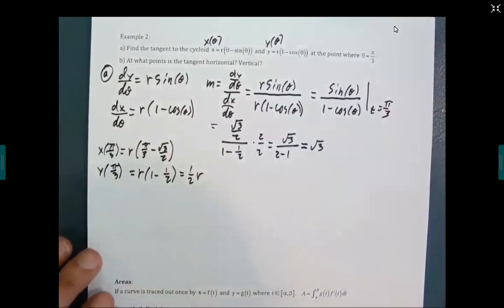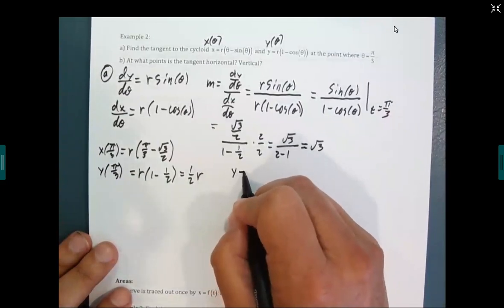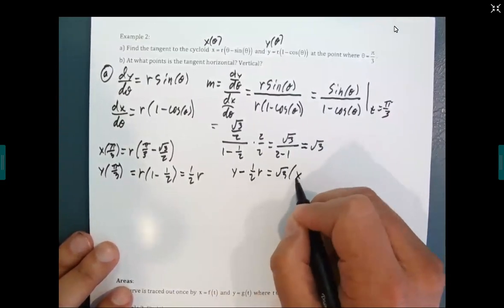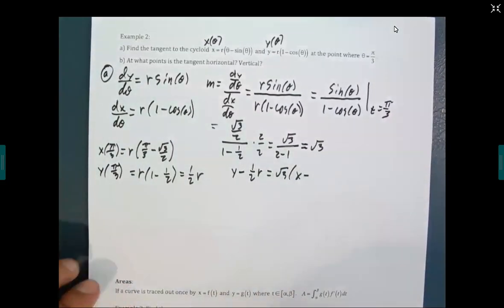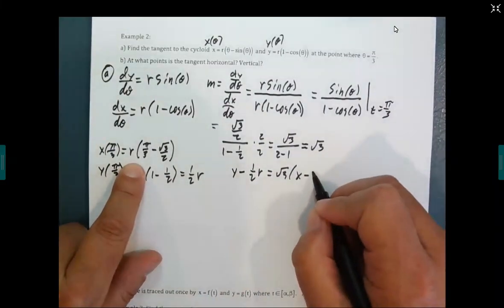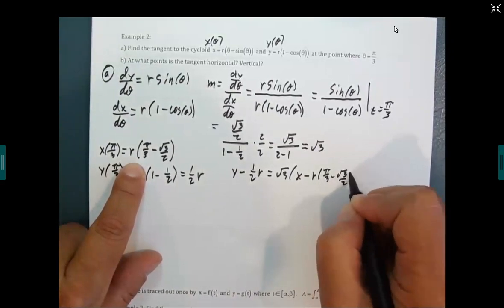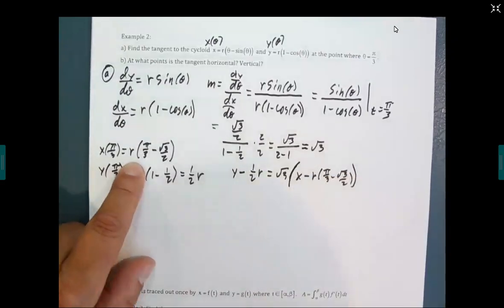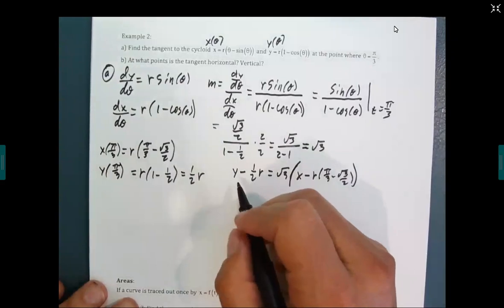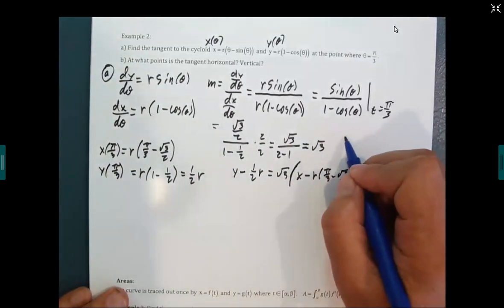So plugging this into y minus 1/2 r equals root 3, and then x minus x is here, all of that. You see our point slope form there, and I'm just going to stop there. And in case you're curious of what formula I used for the line here, it's this one here.